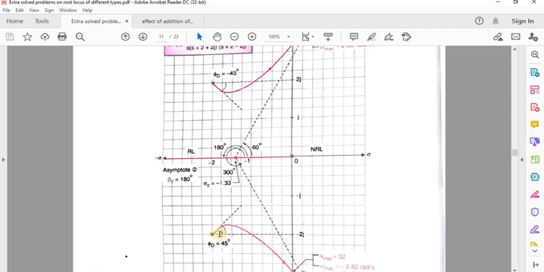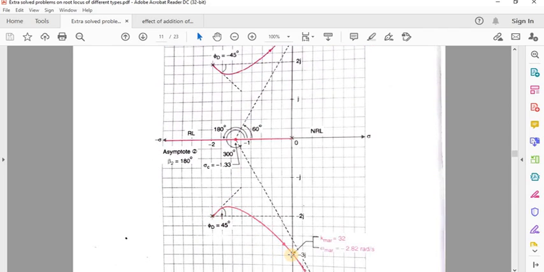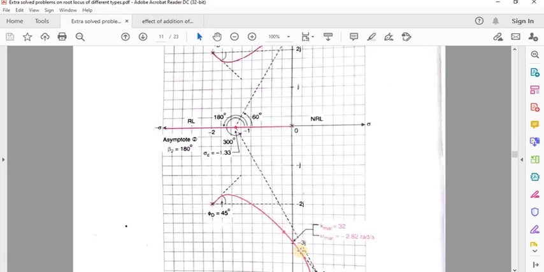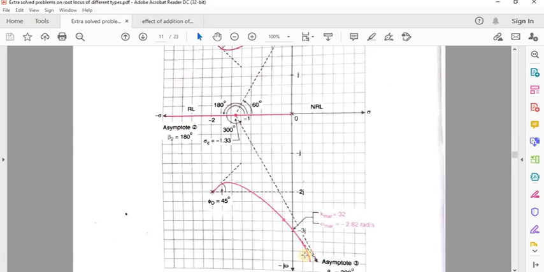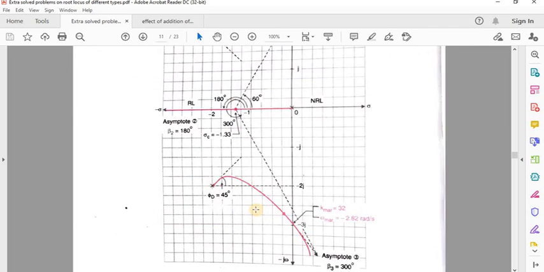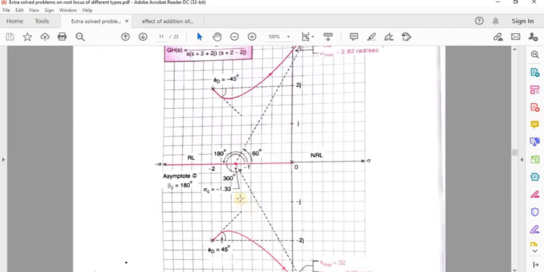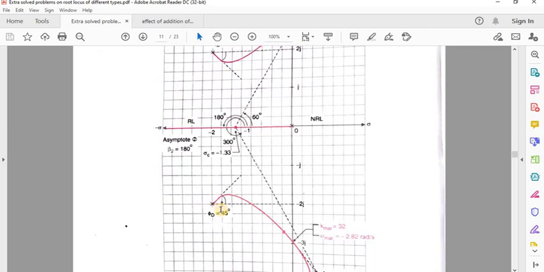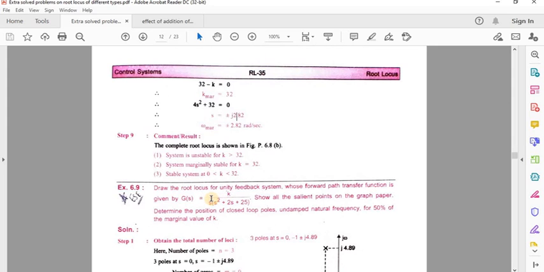For the second pole here, take plus 45 degree, then take this j omega crossover minus 2.82, then you can draw your root locus freehand. This kind of root locus is there. Simple. Just choose the angle of departure for both the poles. That's it. This was a very simple example.